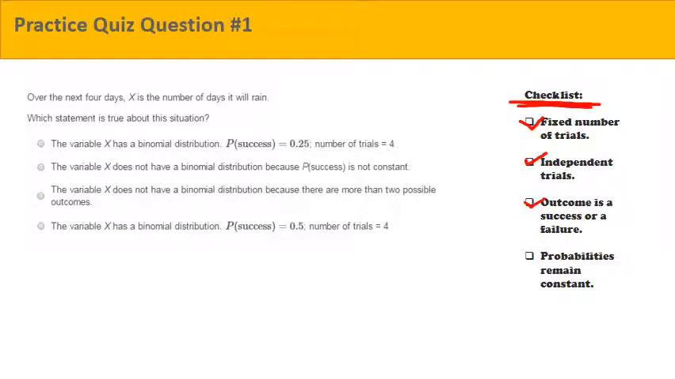Now, you guys have seen the news. Do the probabilities of rain remain constant? No, the probability of it raining does not remain constant.